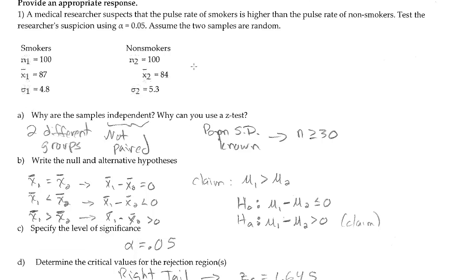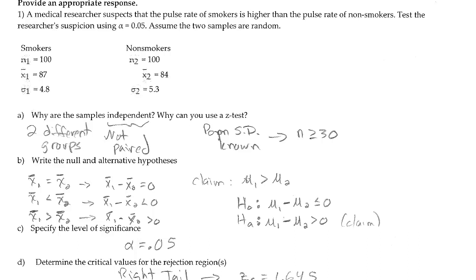Now in the verbiage of this problem, it says that the researcher suspects the pulse rate of smokers is higher than the pulse rate of non-smokers. The way that we have organized this info, smokers was our first sample, non-smokers was our second sample. So we're saying the first population, the smokers, is greater than the second population, right? The pulse rate that we're talking about. Since this claim does not have equality, it's going to fall into the alternative. And the null then would be the complement of that, less than or equal to. So that would be the structure of our hypotheses.